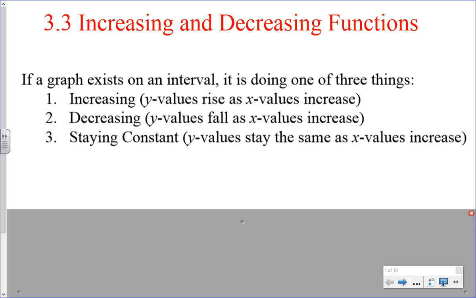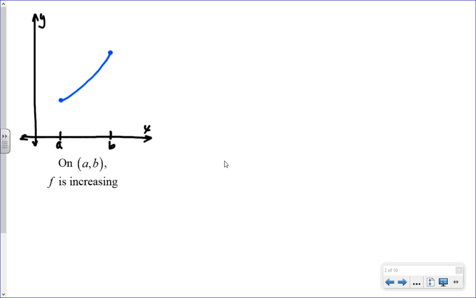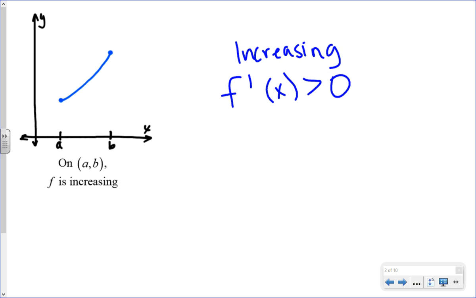If I have a graph that is increasing, it looks like this. What do we know about the derivative? It's going to be on the positive side of the x-axis. If we are increasing, then our derivative is positive. You can see that if we're increasing, all of those tangent lines would have positive slope. This is something that we work on in Unit 2.